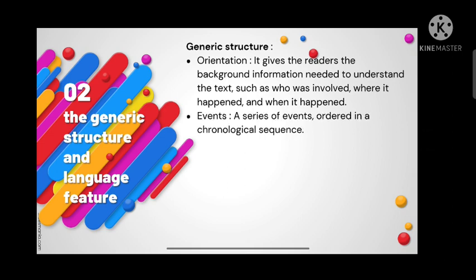The second is event, a series of events ordered in a chronological sequence. So event is the core of your story, the main thing of your story. It tells what happened in the story that you want to tell to people.